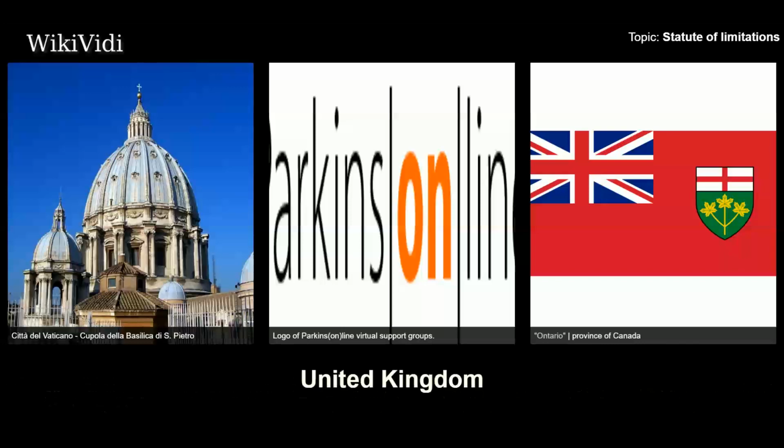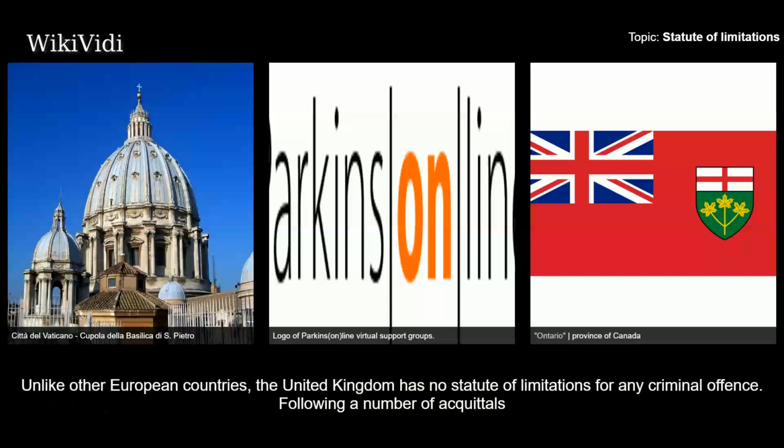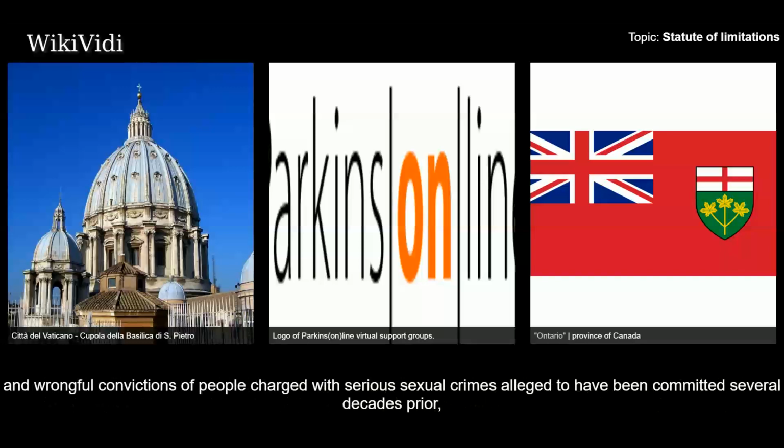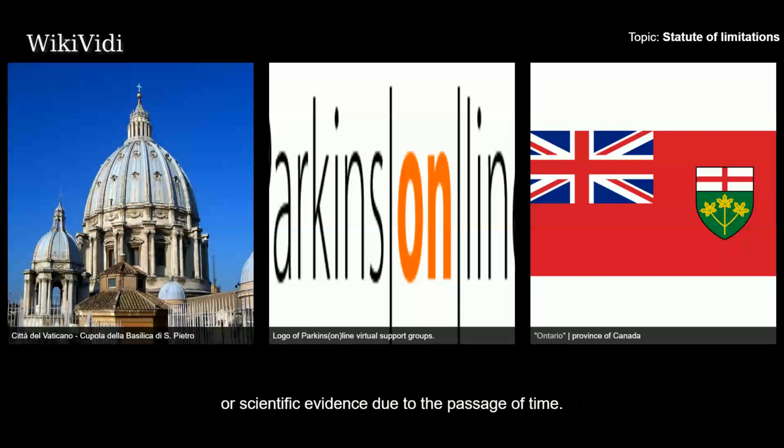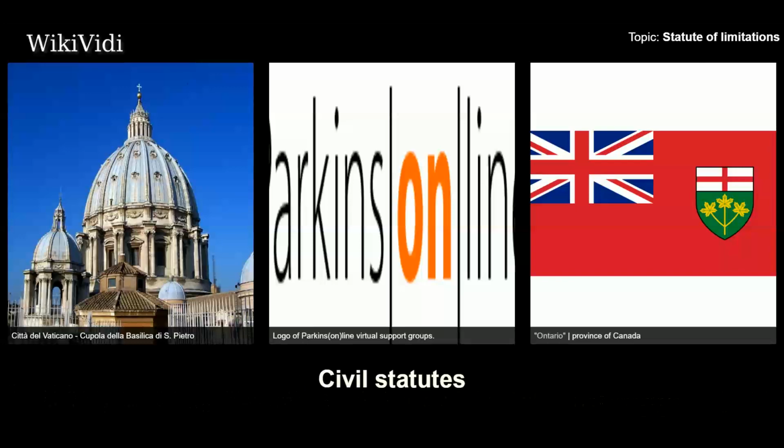United Kingdom. Unlike other European countries, the United Kingdom has no statute of limitations for any criminal offence, following a number of acquittals and wrongful convictions of people charged with serious sexual crimes alleged to have been committed several decades prior. There has been some debate as to whether there should be a statute of limitations for historical rape and sexual assault cases, as prosecutions rely solely on personal testimonies and have no physical or scientific evidence due to the passage of time.